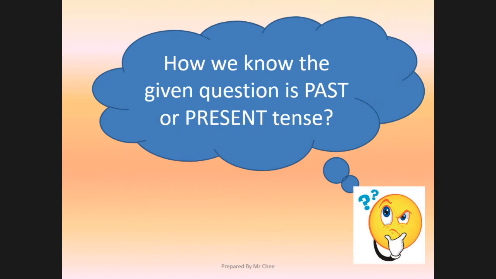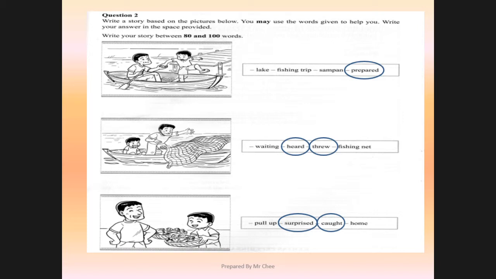How do we know whether the given question is past or present tense? Let's look at this question to identify it. We go through the passage, then circle the tenses and the verbs. Here, prepare, heard, drew, surprise, coach are past tense. Then we need to write our essay in past tense. Now we go to step two.